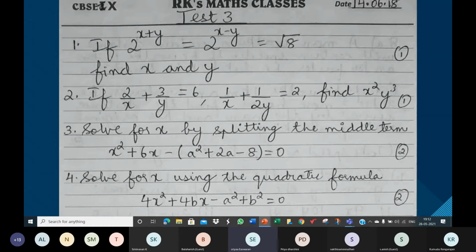Ma'am, for second one x is equal to 1 and y is equal to 1 by 2. No, no, I don't have them. I have different values for X and Y. Please try again.